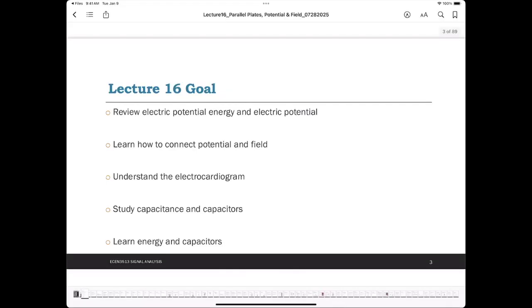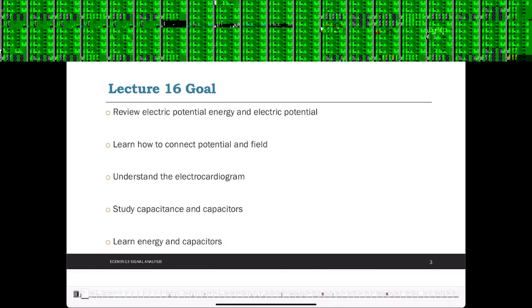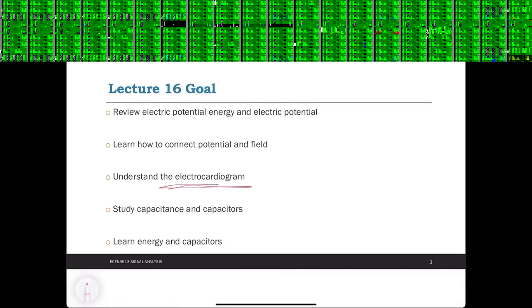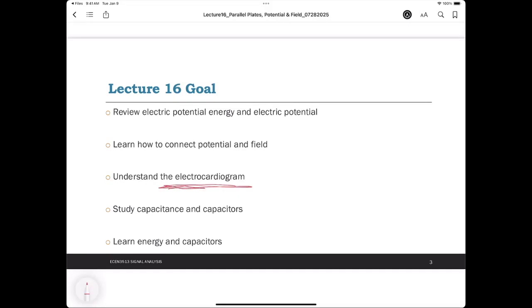Firstly, we will review electric potential energy and electric potential. Then we will learn how to connect potential and field. Actually, the potential and the field have some relationships, and we will talk about that. Next, we will understand the electrocardiogram. This is a very useful application. We will talk about how the electrocardiogram uses electric potential and electric potential energy to successfully monitor our body's features.